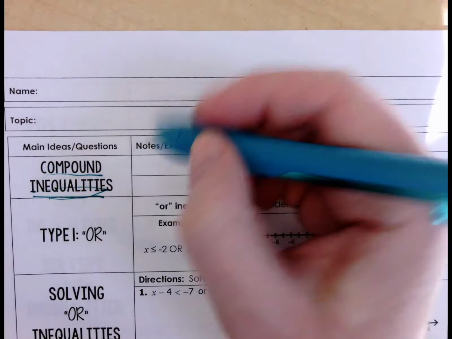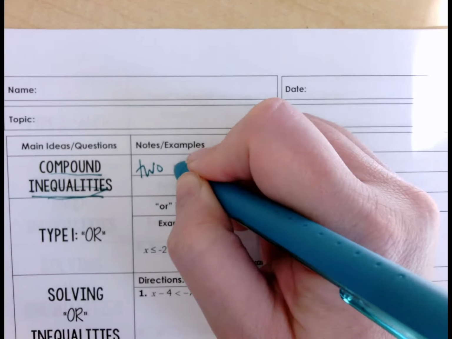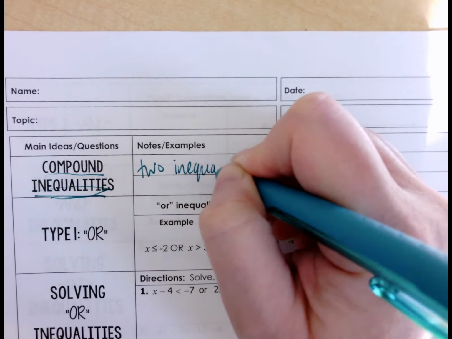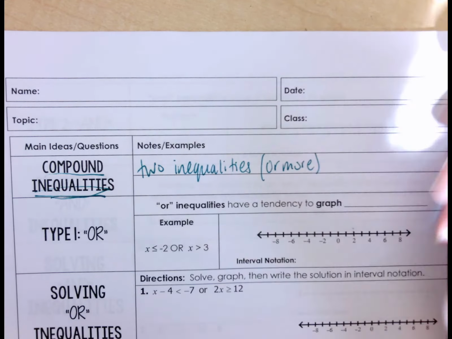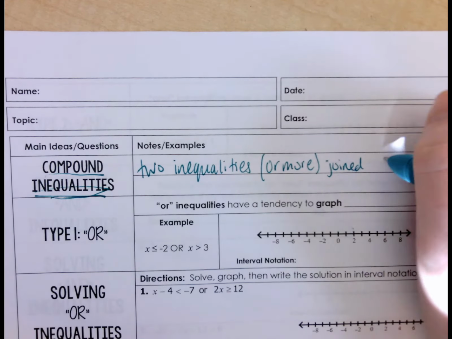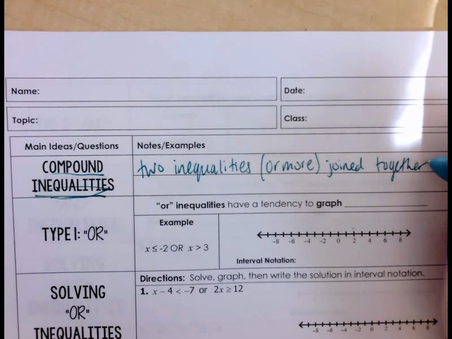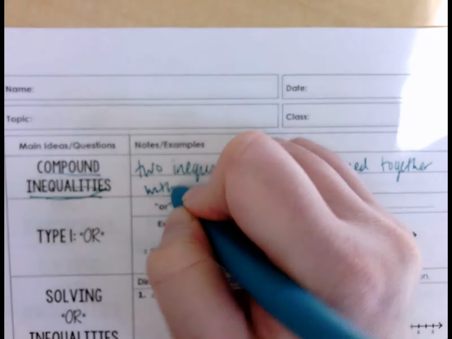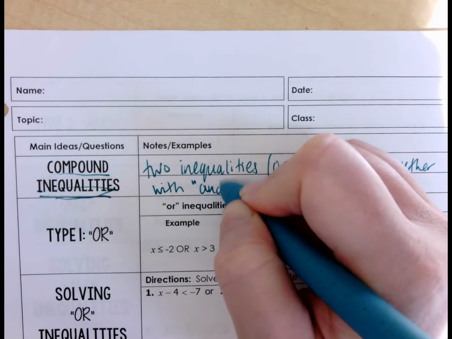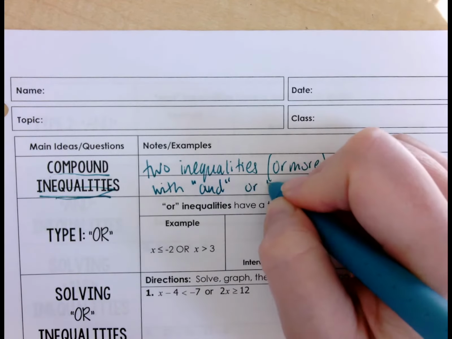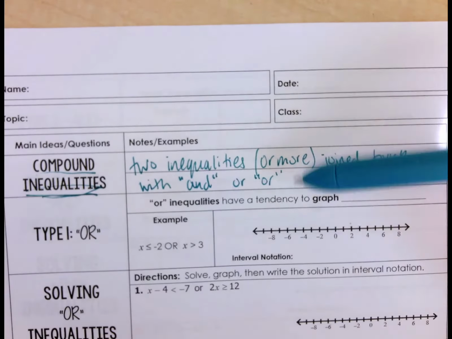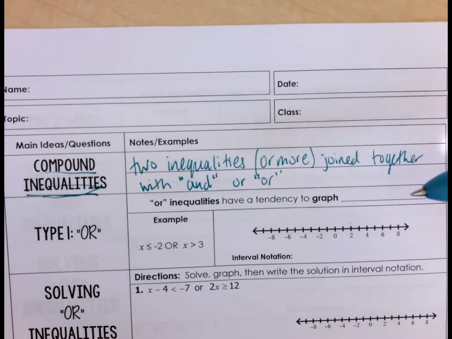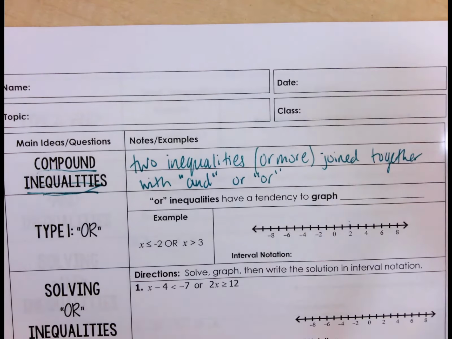So compound inequalities are going to be two inequalities or more. It could be more than that. Joined together with and or or. Okay, so it's going to be two inequalities that are joined together with either and or joined together with or. Okay, so we're going to start with the ors first and take care of those, and then we are going to work from there.